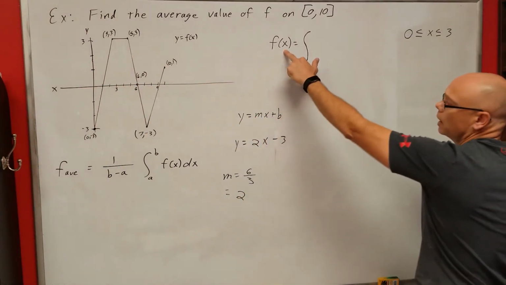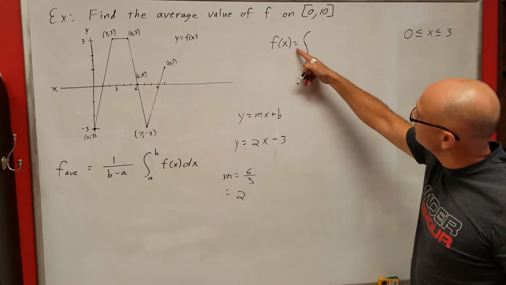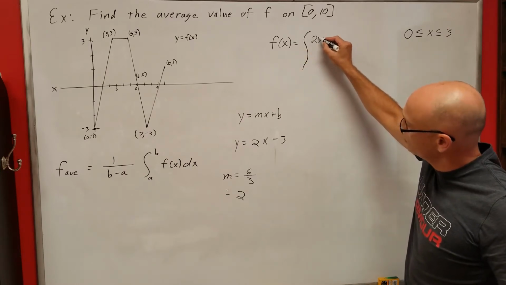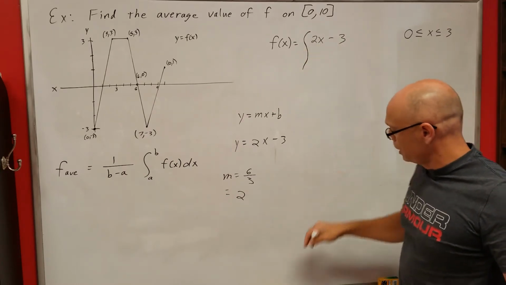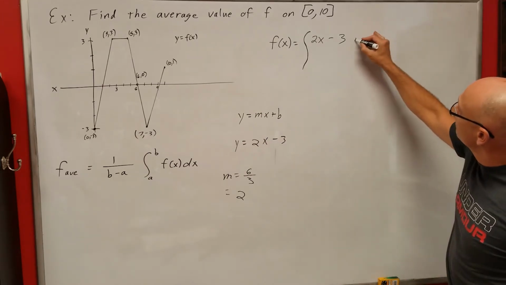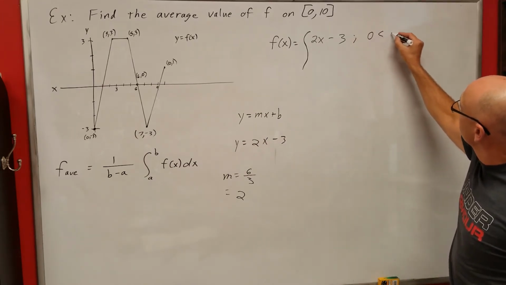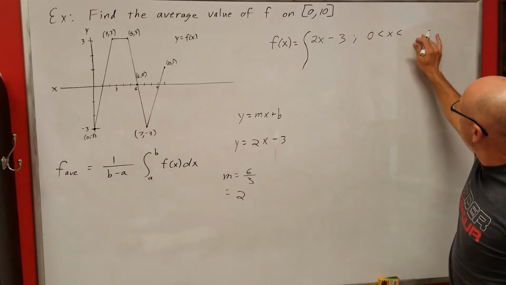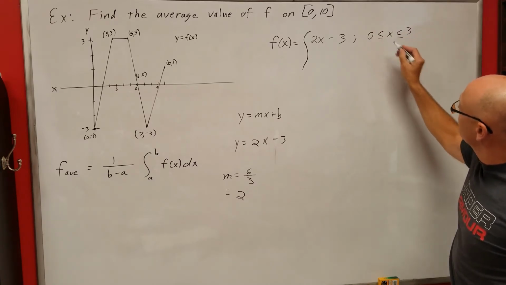I already have the f of x. So I need to put in f of x is equal to what? 2x minus 3. And let me actually bring this closer. And that's where x is between 0 and 3, we said, right? Including.